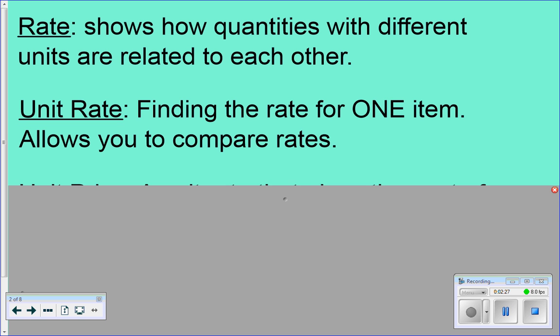Okay. So a unit rate. Here's another vocabulary word. A unit rate is finding the rate for one item. Finding the rate for one item. You're going to be dealing a lot with unit rates today.